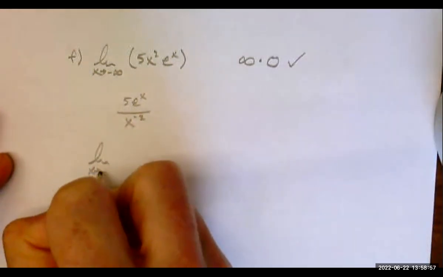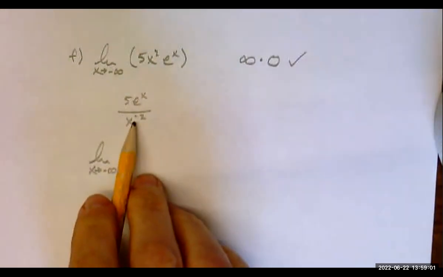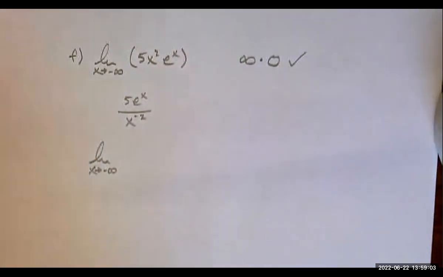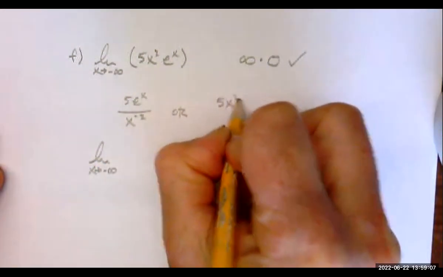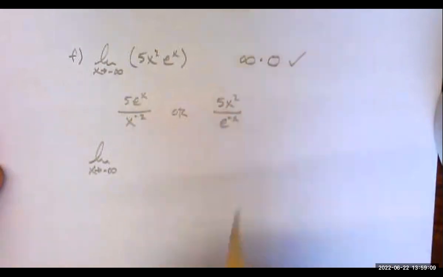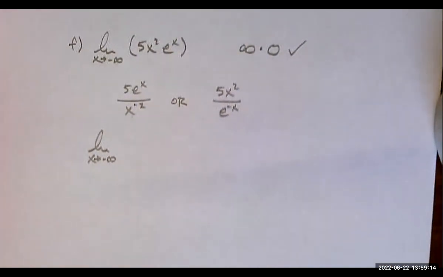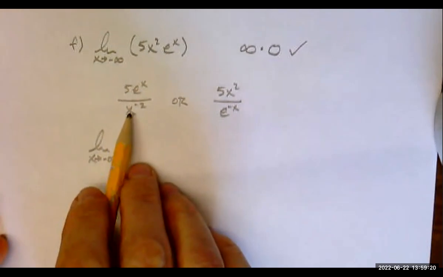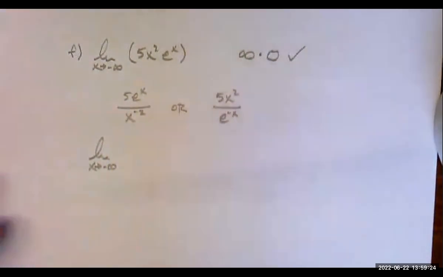Let's proceed. You know what? Now that I think about it, is this the only way that could be rewritten? Couldn't we have done 5x squared over e to the negative x? Wow, yeah. Okay, maybe it doesn't matter which one we pick, or maybe it does. I'm going to start with this first one and see what happens. Whatever happens, we'll also explore this.